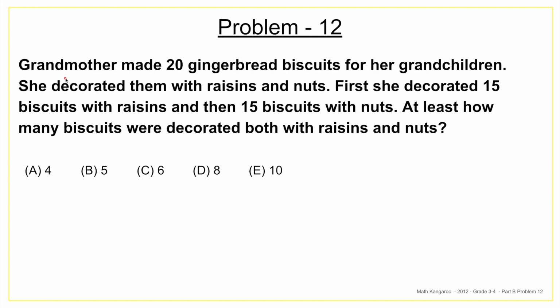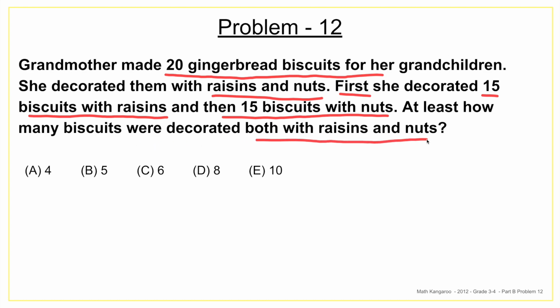Problem 12. Grandmother made 20 gingerbread biscuits for her grandchildren. She decorated them with raisins and nuts. First, she decorated 15 biscuits with raisins and then 15 biscuits with nuts. At least how many biscuits were decorated both with raisins and nuts?